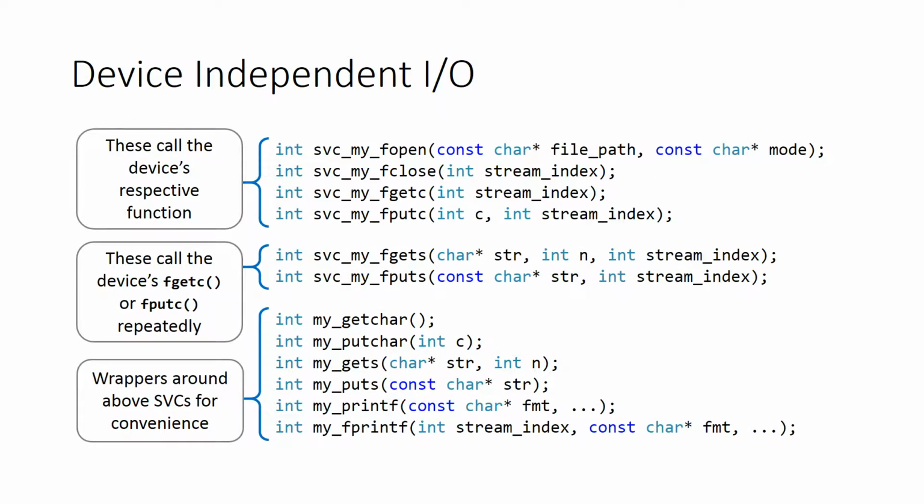For device independent I/O, I implemented the 4 standard functions for each type of device, as well as fgets and fputs on top of that. There's also a number of wrappers for convenience for when you know you want to print to a standard stream, or you know you want to print formatted text.